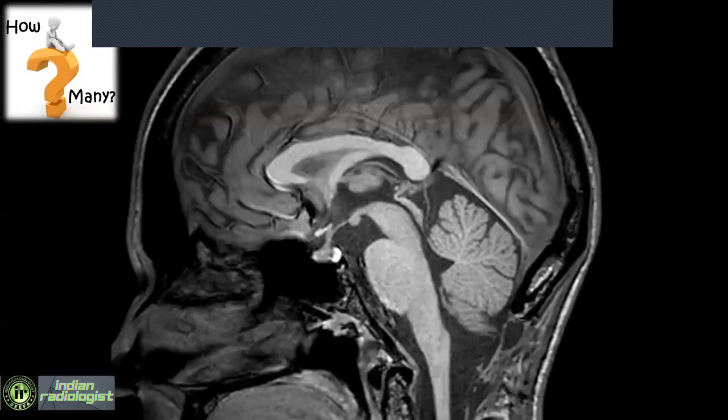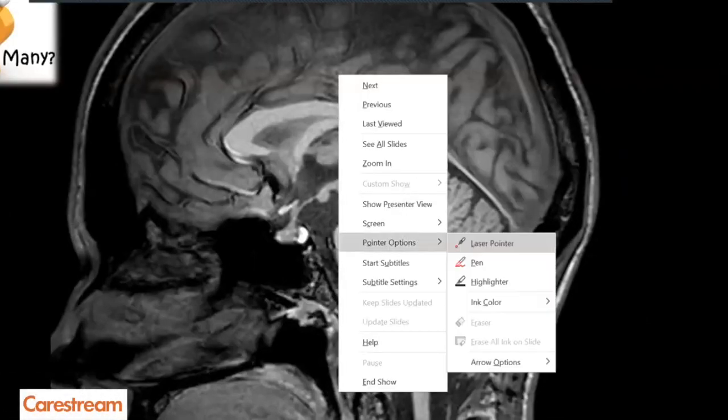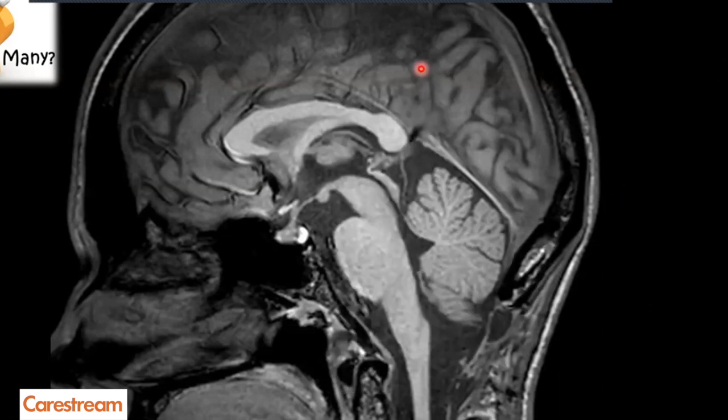So this is how a midline sagittal T1 weighted image looks. All of us have always seen this kind of structural image whenever we go to learn anatomy. And this is the midline structure. We can see the corpus callosum well. We can see the midbrain, pons and the medulla. We can see the pituitary gland, the infundibular stalk. So, overall, any guesses how many structures can we actually identify on this midline sagittal section of the brain?